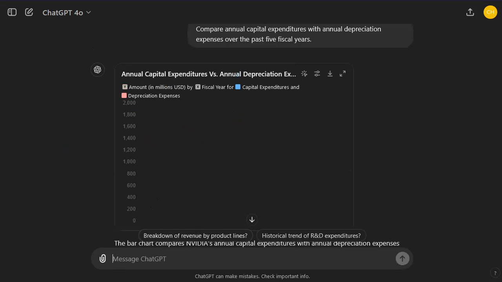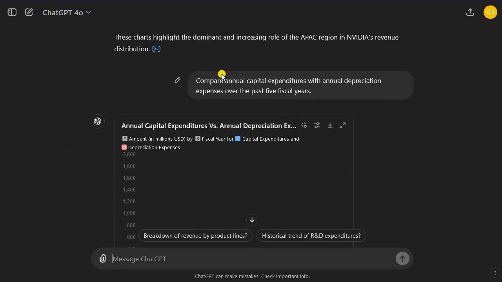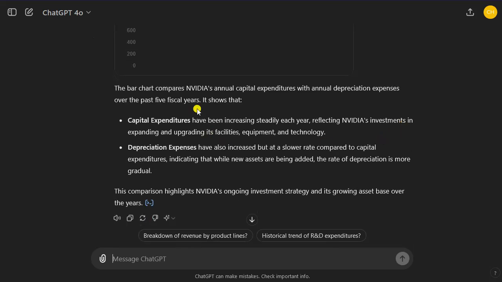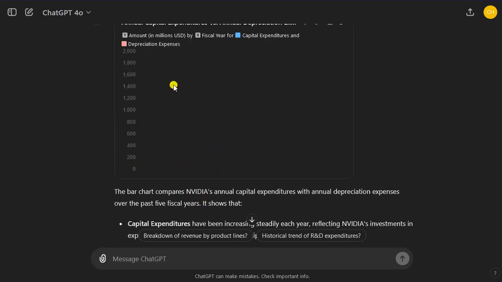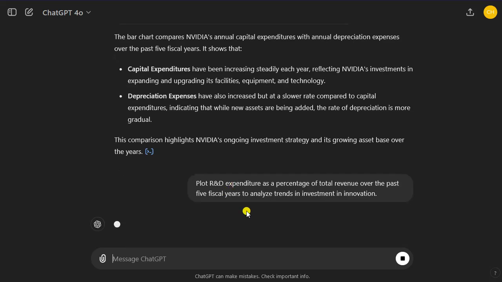So here this last question didn't seem to work. Compare annual capital expenditures with annual depreciation expenditures over the past 5 years. Didn't work, right? I mean, there's no comparison, no visible chart at least. So sometimes, like a human, it won't be perfect yet.